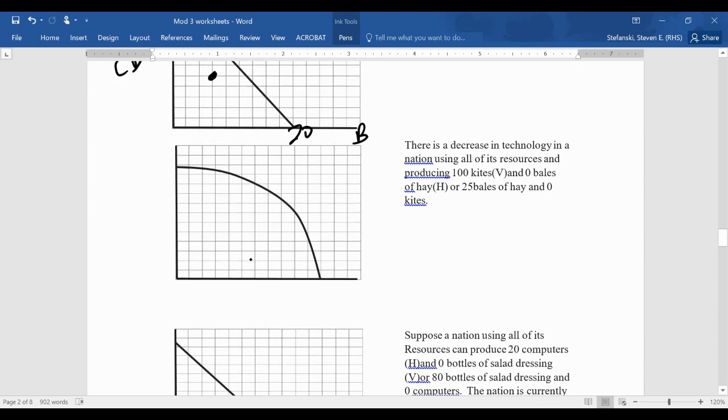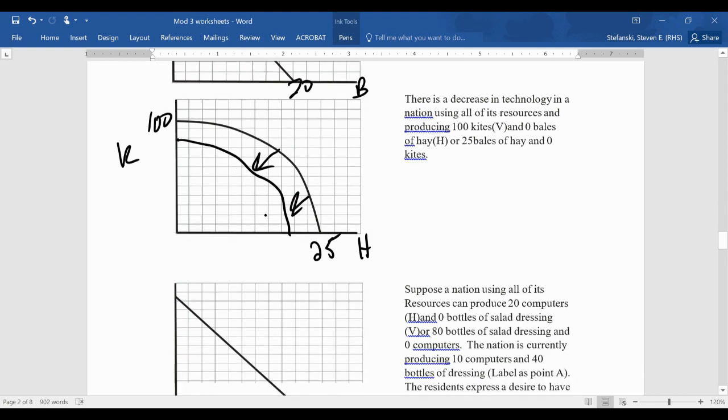The next one says there's a decrease in technology in the nation using all of its resources. So it has 100 kites on the vertical. So we'll put 100 here, kites, and then 25 bales of hay. And it says that there's a decreasing technology in all. So that would be this, right? A shift inward. Okay.